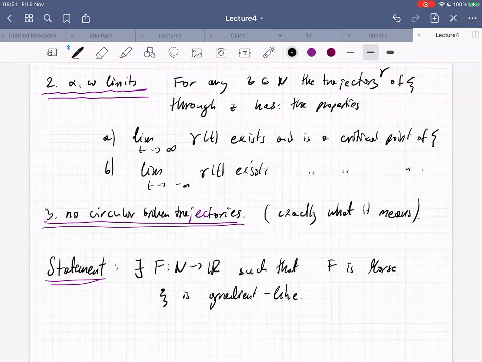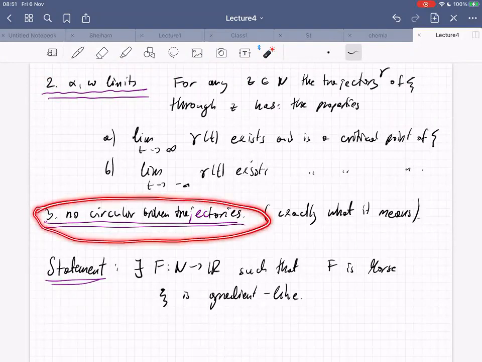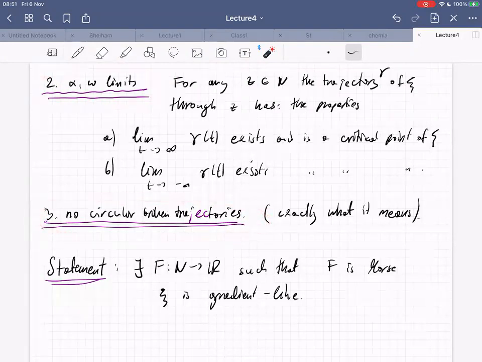Okay. So second, this condition, let me recall. This condition is about a single trajectory. It tells you about a single trajectory, and this condition is about a set of trajectories. It doesn't tell you about a single trajectory, but about different trajectories of the same vector field. Okay, so let me start proving it.